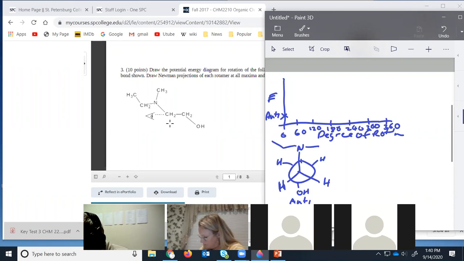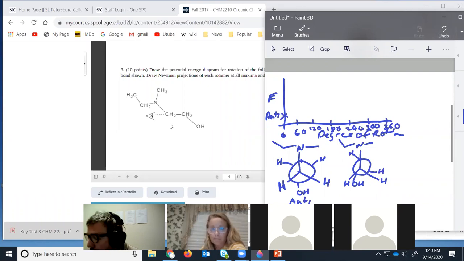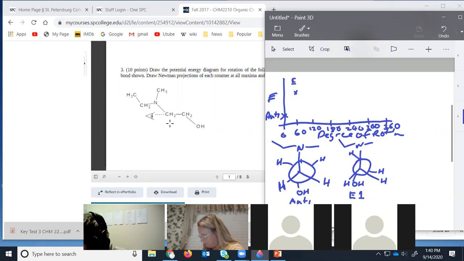So what I'm going to do is leave the front the same and rotate 60 degrees. It doesn't matter if you rotate left or right either. But I'm going to put the OH here, I'll put the H here, and I'll put the H here. This would be, I'll call it eclipsed one or E1. And that's going to be a high energy here, that'll be E1 after 60 degrees. All right, any questions?